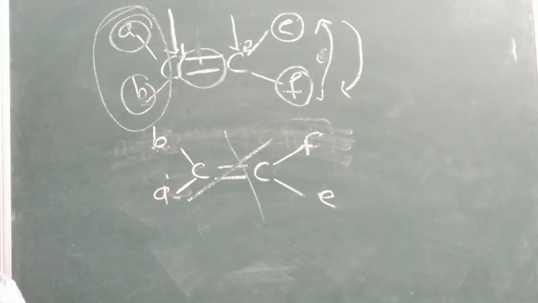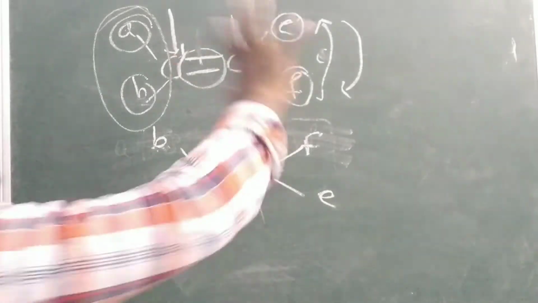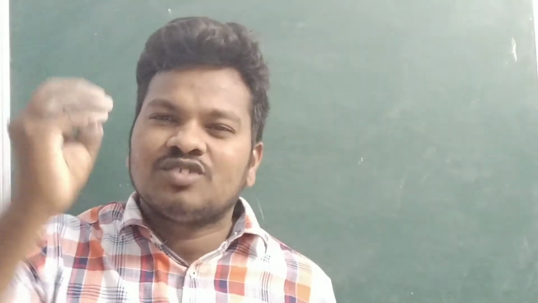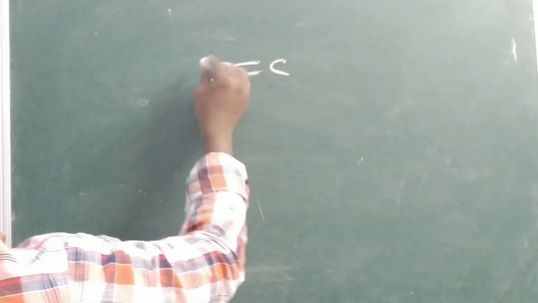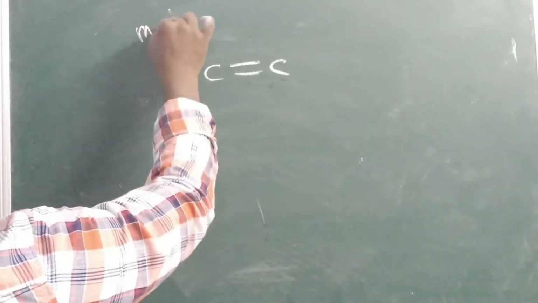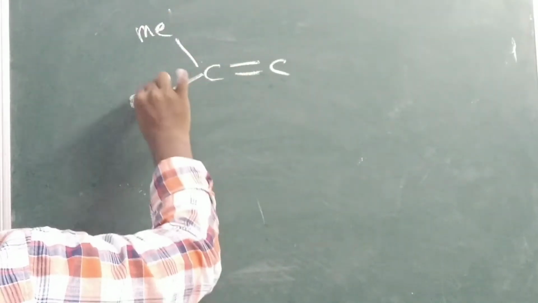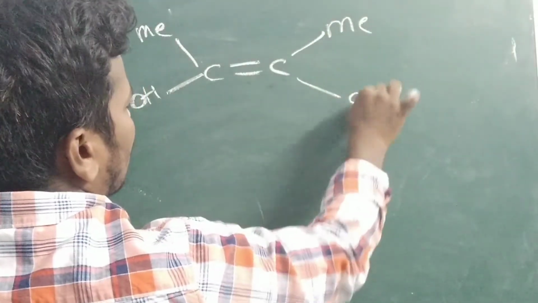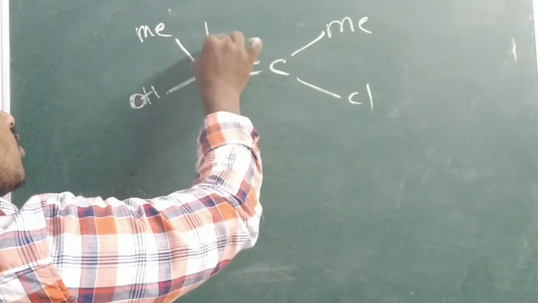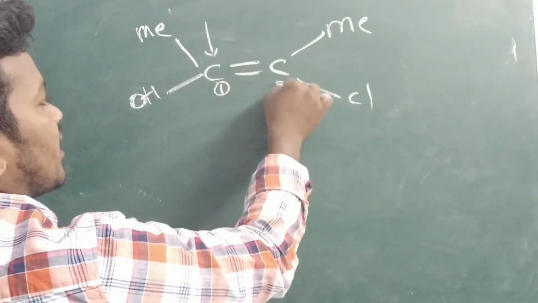So next example you can see. These are the conditions. By keeping these conditions in your mind, we will discuss some examples of whether geometrical isomerism is exhibited or not. So you can see carbon to carbon, first condition. Second one, methyl group I am taking. Here I am taking OH, here I am taking methyl, here I am taking chlorine. So this is the first carbon, this is the second carbon.